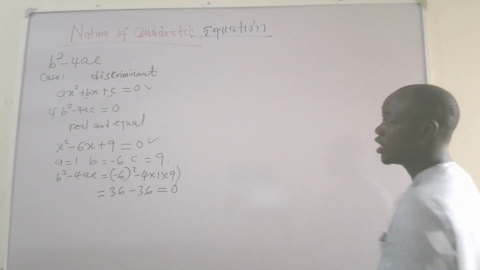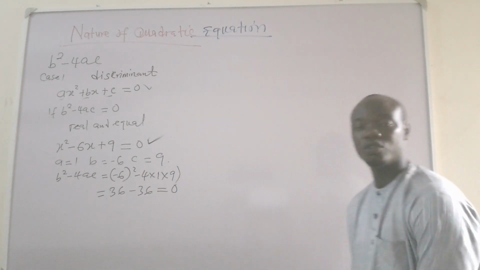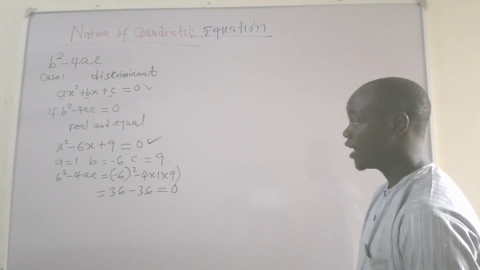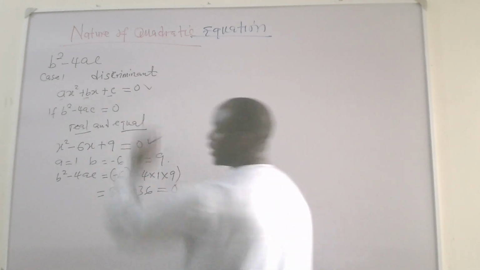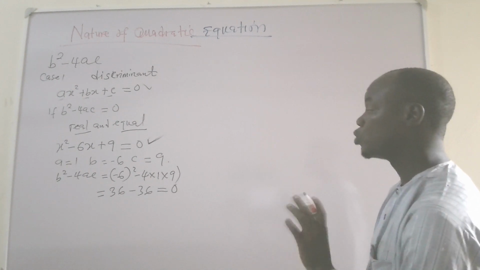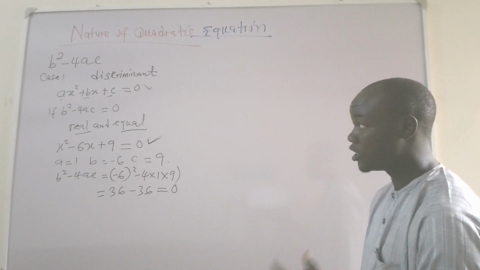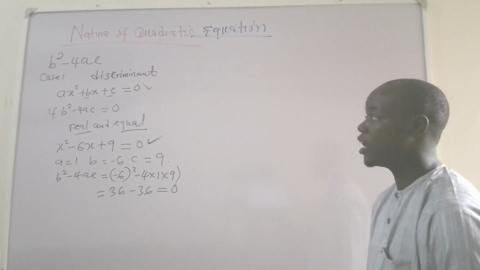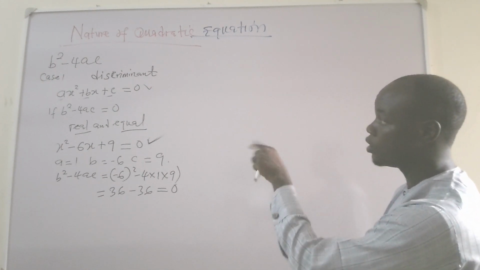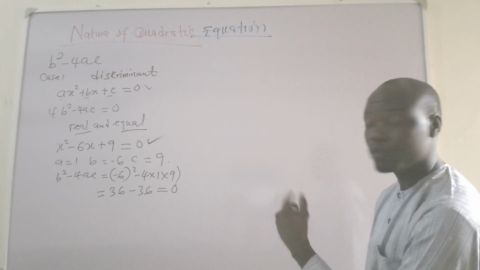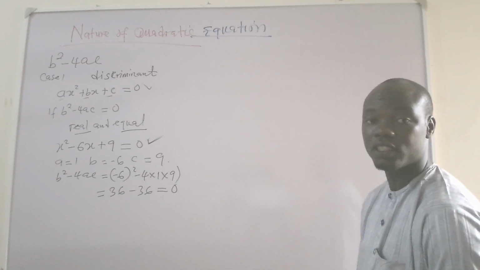It means that if you take this equation and solve it using factorization or any method, the roots of the equation are going to be equal, and they are also going to be real. Since it tells us the roots are real and equal, you can simply apply the factorization method. So let's use factorization to solve this problem and see how our roots look.